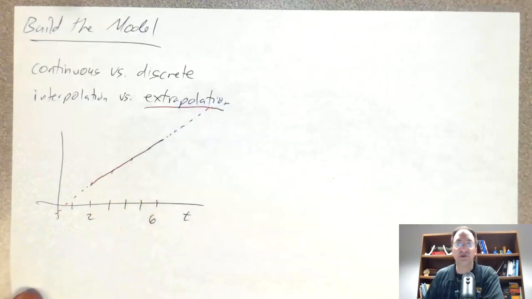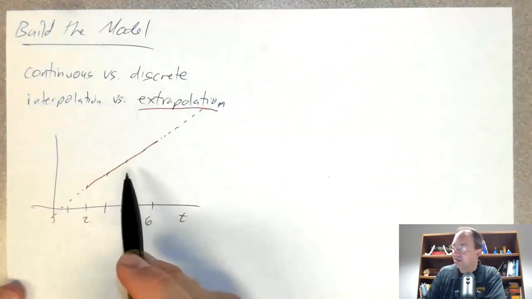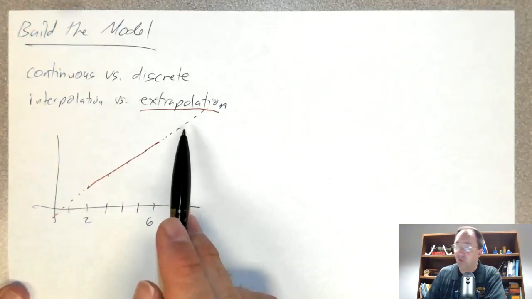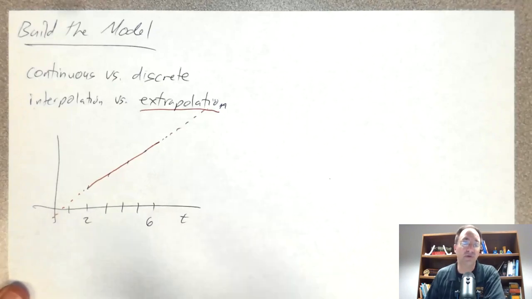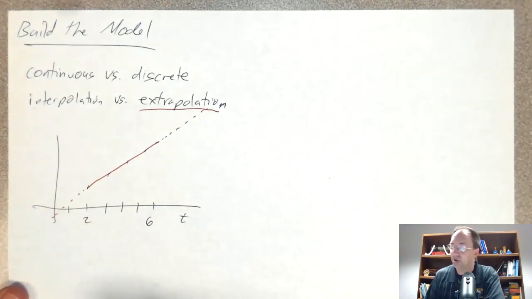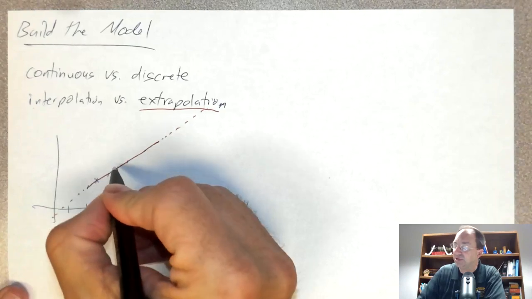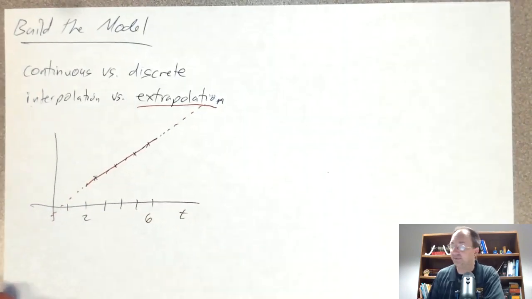That would be an example of extrapolation. So even though the domain of my independent variable is 2 to 6, if I plan to make predictions beyond 6 or before 2, that would be extrapolation. On the other hand, interpolation would be if I wanted to make predictions in between the data points, say at 3.5 or 4.5.